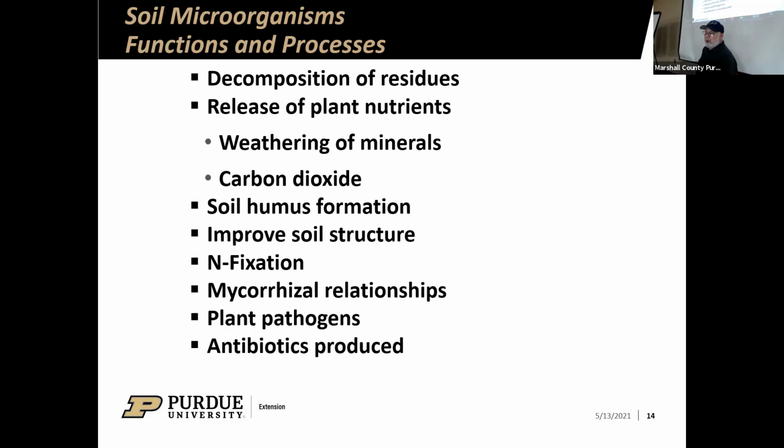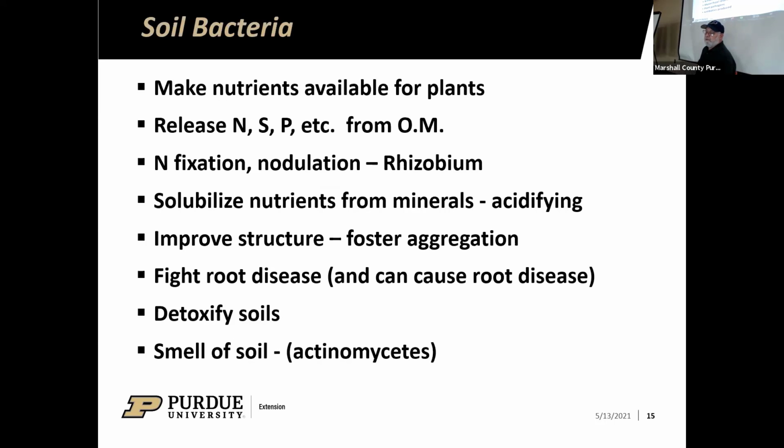Some of them are plant pathogens, and actually that percent increases in poor soil health sites. So if you don't have a lot of active organic matter, there's one shift in microorganisms, and there'll be a higher percent of plant pathogens compared to a healthy soil. And antibiotics are produced, so they're doing some key functions in our soils that create soil health and also plant health.